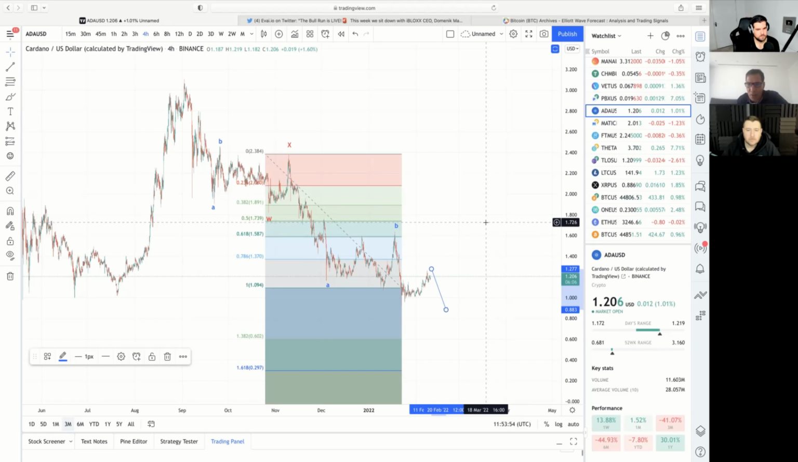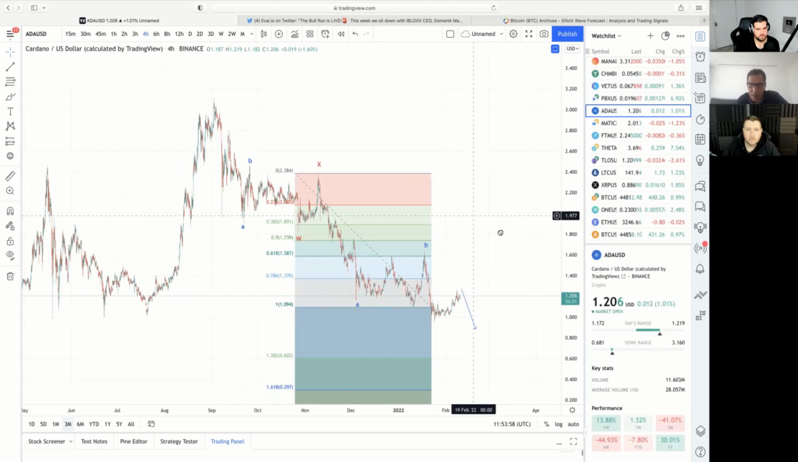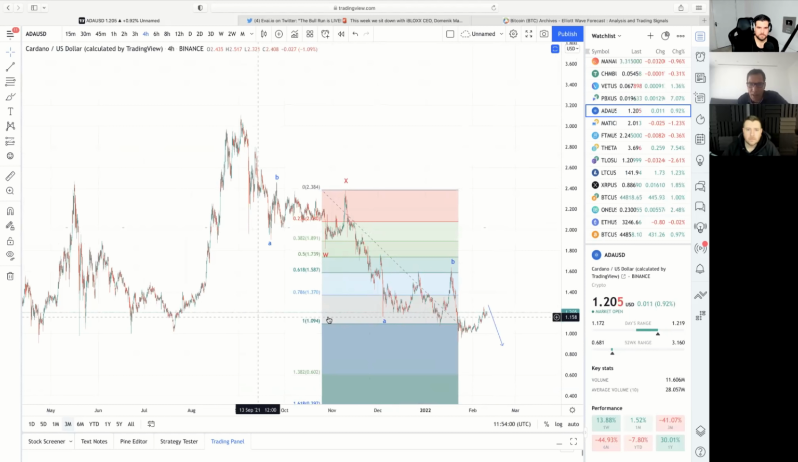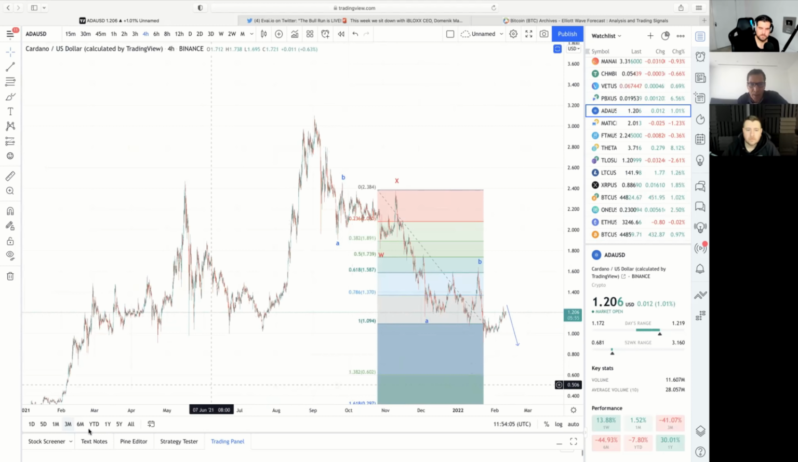So there really is light at the end of the tunnel. It's really looking very positive for the longer term. Moving down is just a corrective move down. And you can see we're way above the lows.